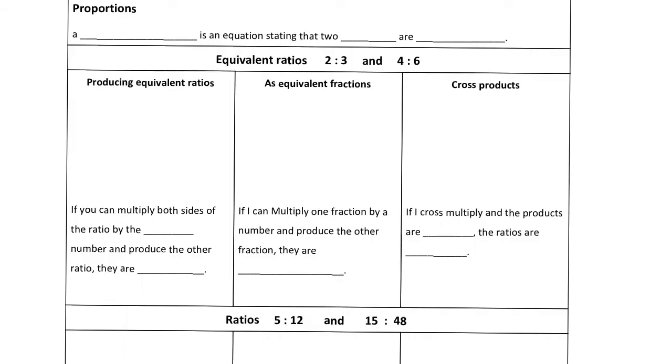So a proportion is an equation stating that two ratios are equivalent. Okay, and so you can do it by multiplying as fractions, or you can do cross products, and we'll talk about the three ways.